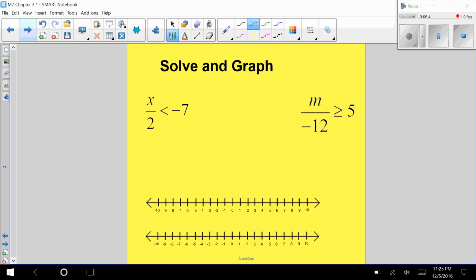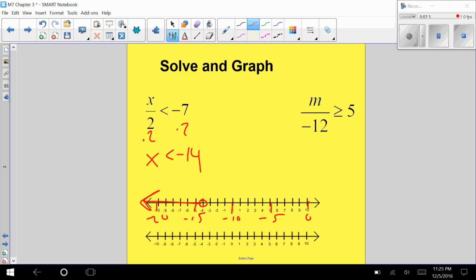All right, I want you to try these two on your own. All right, for x over 2 is less than negative 7, you multiply both sides by 2. You get x is less than negative 14. Let's call this negative 10, negative 15, negative 20, negative 5, and 0. At negative 14, I have an open circle, and my arrow to the right.